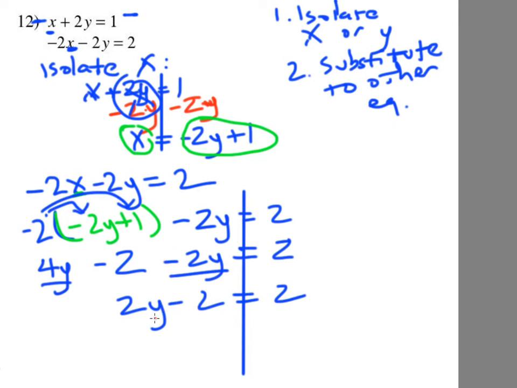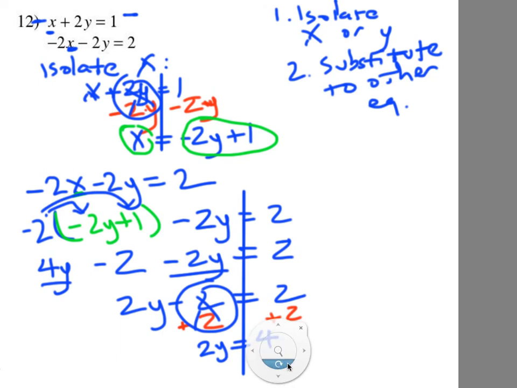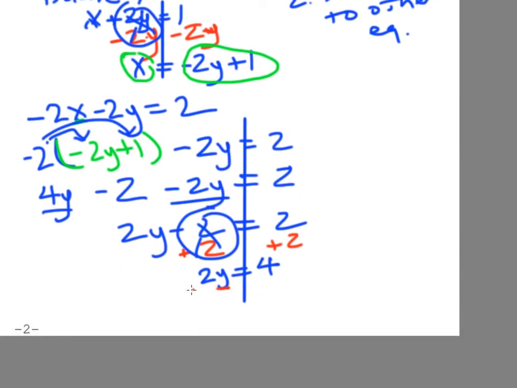Let's get this y by itself. We're going to add 2 to both sides. So that's going to become a 0 pair. So 2y equals 2 plus 2. 2 plus 2 is 4. And we're going to divide both sides by 2. And y is going to equal 4 divided by 2, which is 2. All right, so now I've got y equals 2.